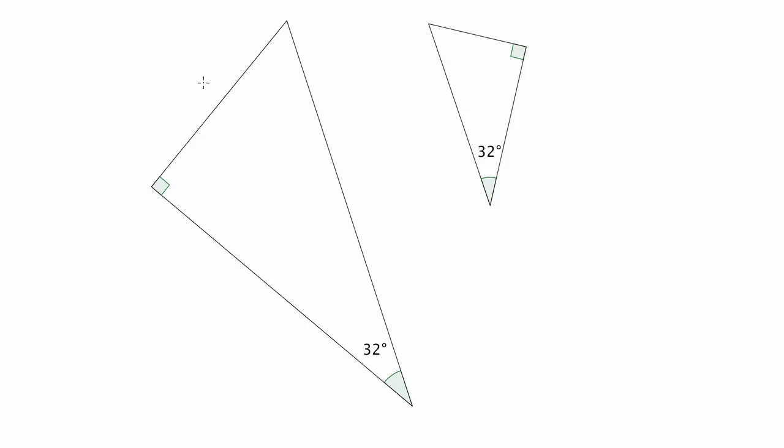Now, similar triangles also have common ratios of sides. So for example, if we label these sides A and B, and the sides over here C and D, the ratios of corresponding sides, so A and C, to B and D are the same. So A divided by B is equal to C divided by D. And that's true for any triangle that has a 32-degree angle.